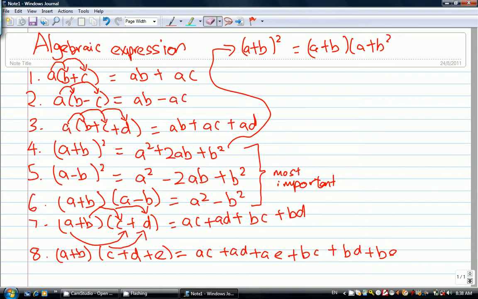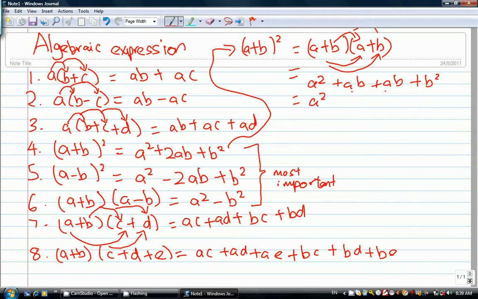Sorry, let me just erase this. And you do the same thing, a times a and a times b. You get a squared plus ab, and then b times a and b times b, you get ab again, and then b squared. So the resulting answer is a squared, since these are two similar terms, plus 2ab, plus b squared.